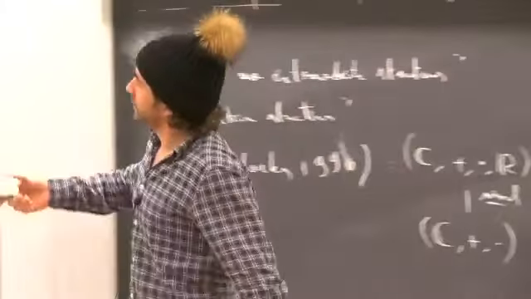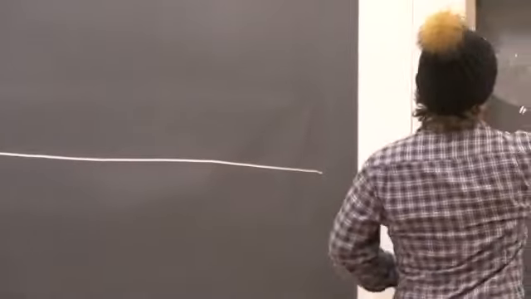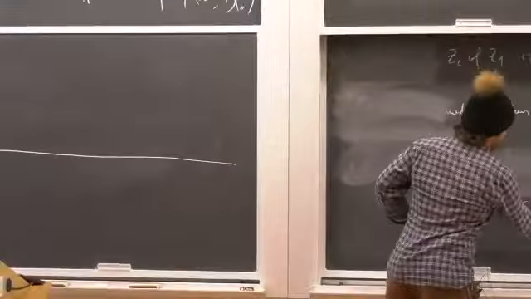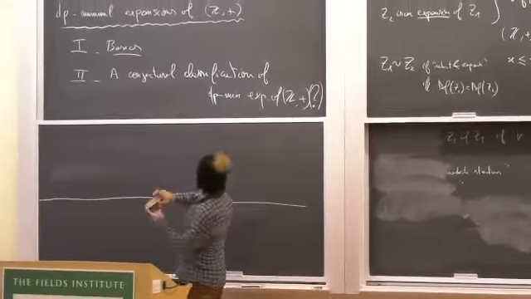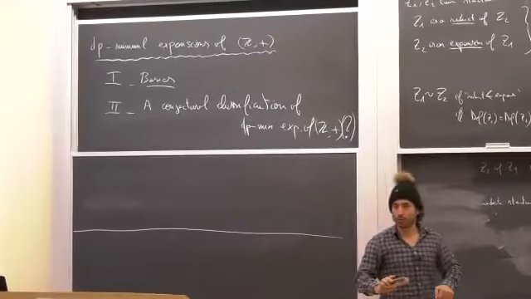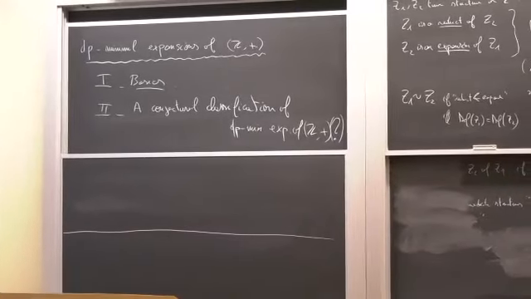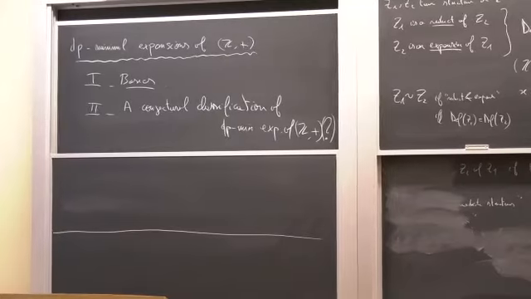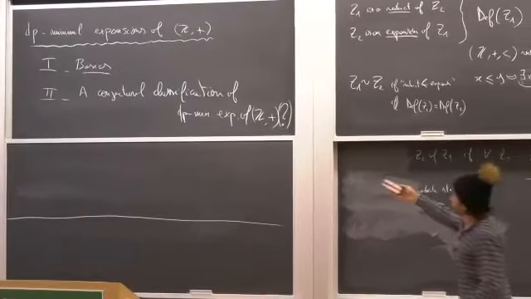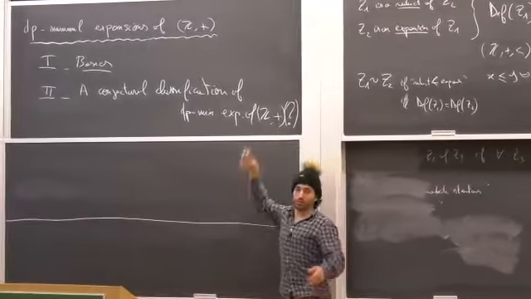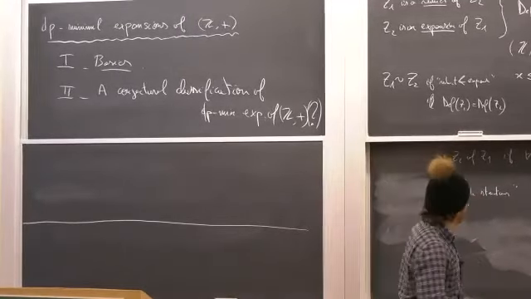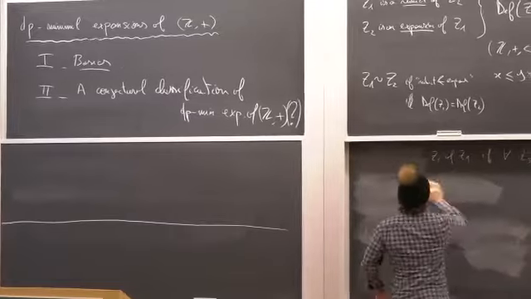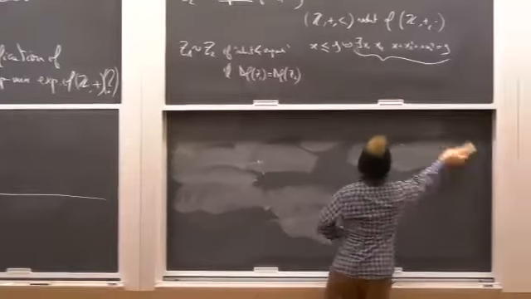Okay, so now we can go to the interesting part of the talk. DP-minimal, we kind of know what it means. Expansions of Z, so it's all structures where you add some definable sets in the group of integers.